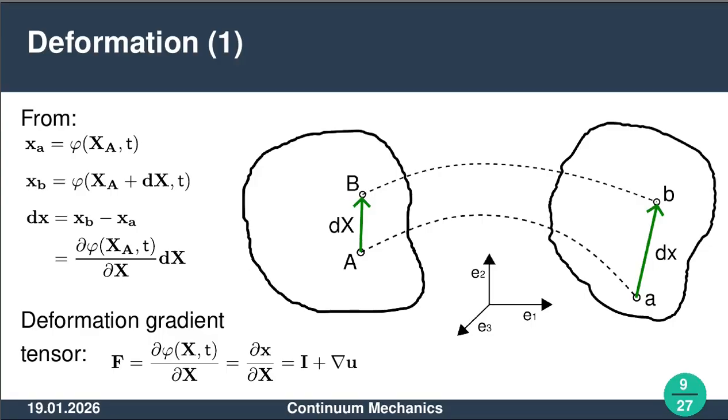In this expression, the deformation gradient tensor is then this partial derivative of phi of material x and t with respect to the material coordinate. It's also equal to the partial derivative of spatial x with respect to material x, and finally equal to identity plus gradient of u. As we can see, this deformation gradient tensor doesn't vanish when the displacement gradient is 0. That means when, for example, we have only a rigid body motion, the identity term will remain.